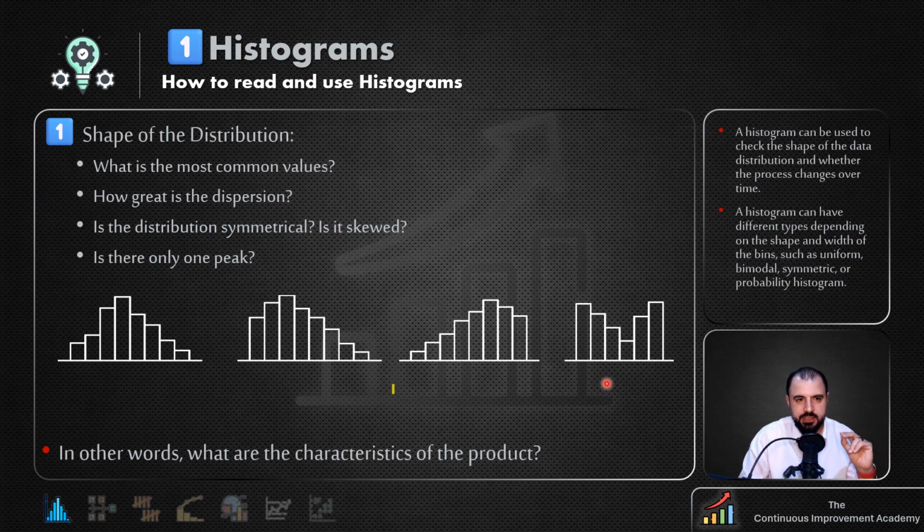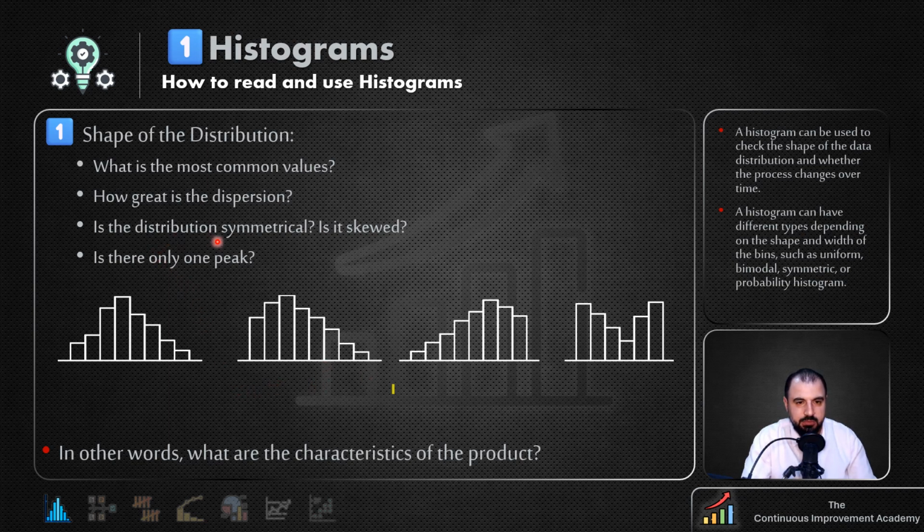The first is the shape of the distribution. When we see a histogram, how does it look? From the shape of the histogram, we can explore what the most common values are and how great the dispersion is, meaning how far we are from the average of the performance.